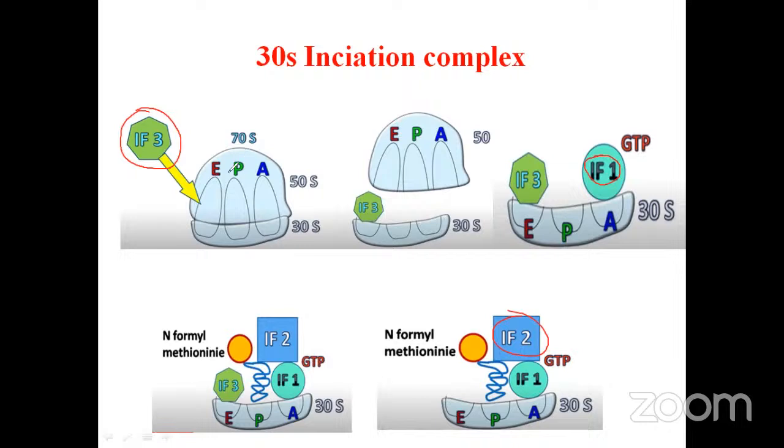First of all, this is the 70S ribosome complex. Before dissociation, initiation factor 3 attaches to the E site. In a ribosome, three sites are there. This is very, very important. Just listen carefully: E site, P site, and A site. First of all, initiation factor 3 attaches at the E site. As soon as initiation factor 3 attaches, the 70S ribosome immediately dissociates into the 50S subunit and the 30S subunit. Clear? First step clear?